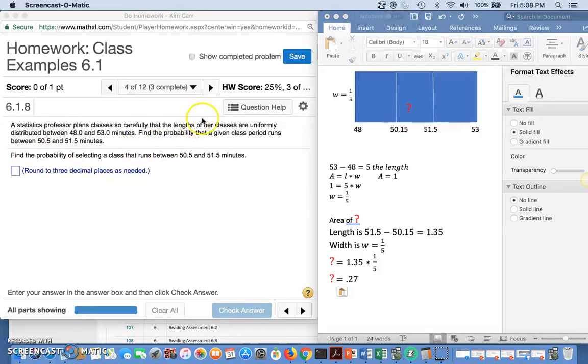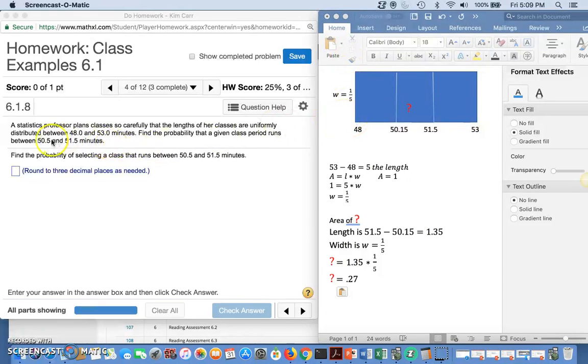Okay, first of all, they run between 48 and 53. So we've got to find that dimension. Take the larger one and subtract the smaller one, and this side is 5 units. Well, we can refer to it as the length. The width here then has to be 1/5 because the area of the rectangle, remember, is 1. The length is 5, and the width has to be 1/5, and that's what stays consistent.